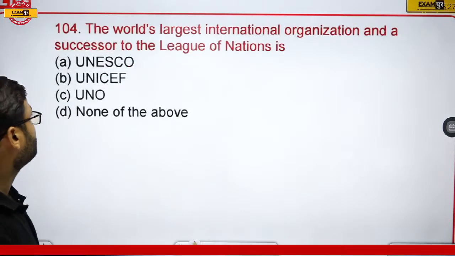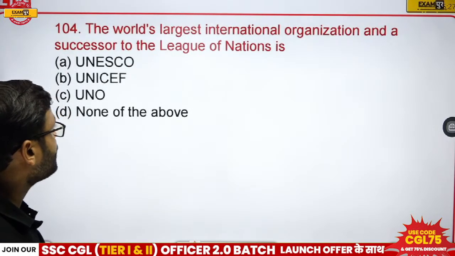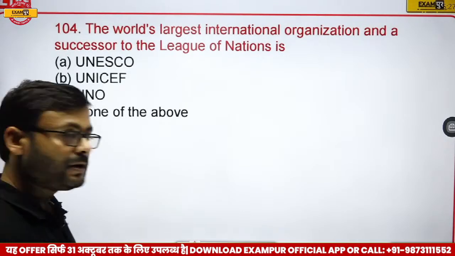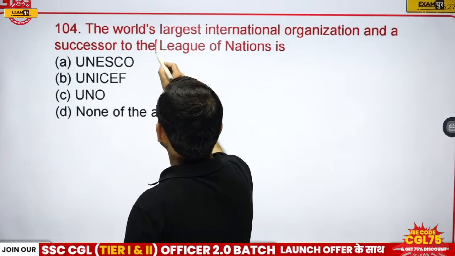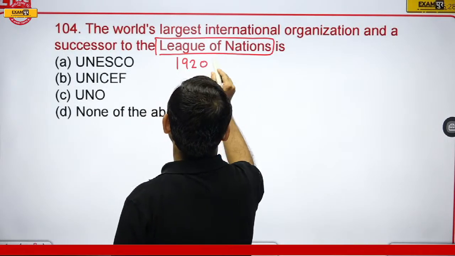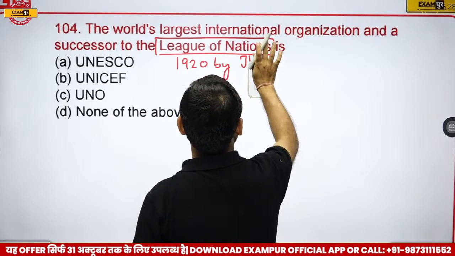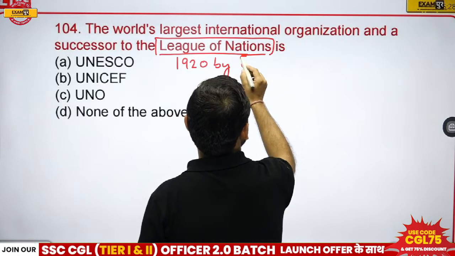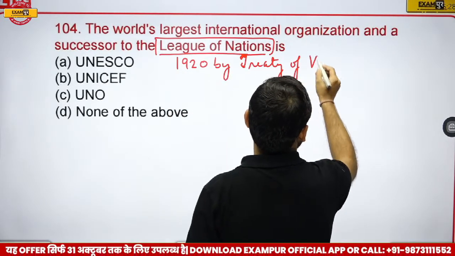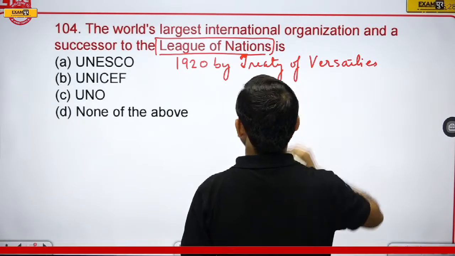Now come to question number 104. The world's largest international organization and a successor of the League of Nations is. As we have already discussed, the League of Nations was established in 1920 by the Treaty of Versailles.